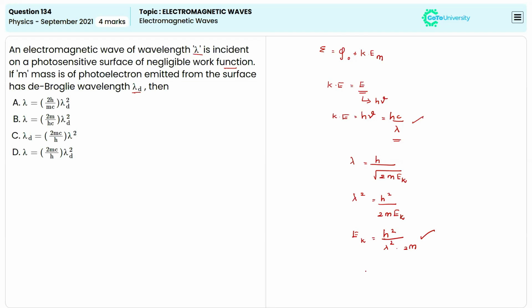When we equate them, we can write hc divided by lambda is equal to h squared divided by lambda d squared times 2m. When we simplify this, we get lambda d squared is equal to 2mc lambda divided by h. So the correct answer for this question will be option C.